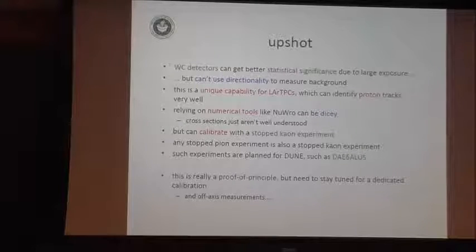So I take some of the numbers from Neuro, these sensitivities, not so much as something you can take to the bank because we understand all of these things, but more that this is just a proof of principle for what you can do. But in the end, when you have DUNE, you really want to calibrate these stopped kaon experiments, or to use things like the on-axis versus off-axis measurement to get a better handle on these things.